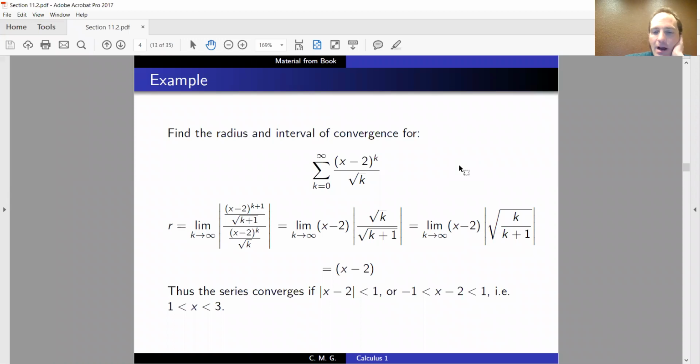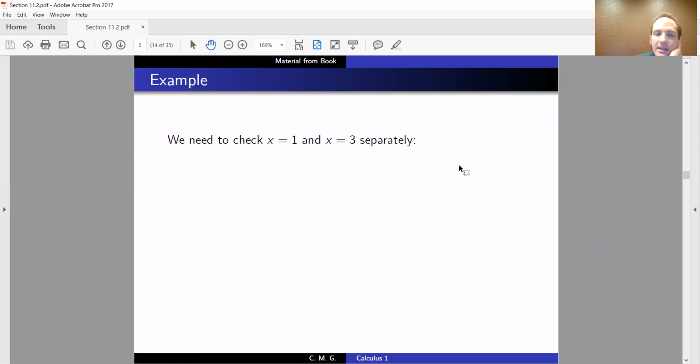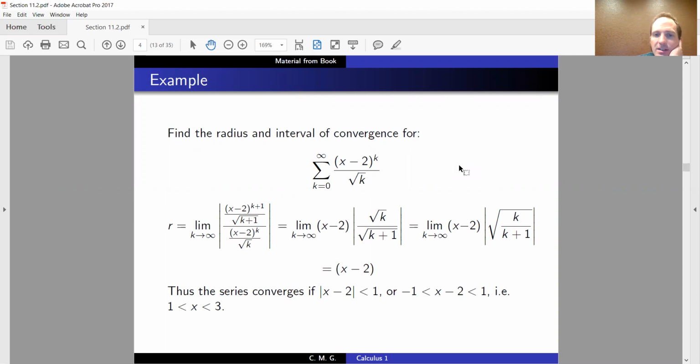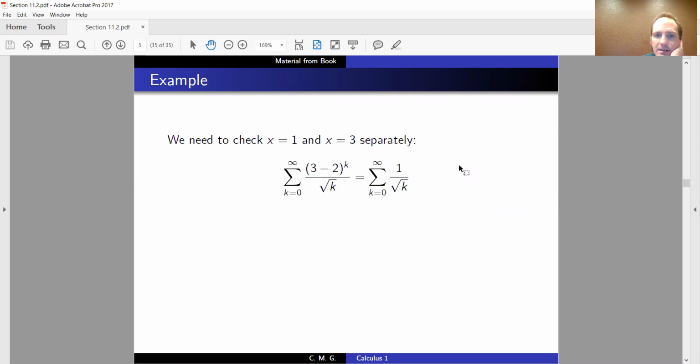Now I also have to check the endpoints here. So I get 1 and 3, but maybe at 1 it converges and at 3 it does not, or maybe at 3 it converges and at 1 it does not, or maybe they converge at both. So we have to do a little bit of work here. We check x equals 1 and x equals 3 separately. I'll plug 3 in first. 3 minus 2 is 1, 1 to the kth power is 1, and so I have 1 over the square root of k.